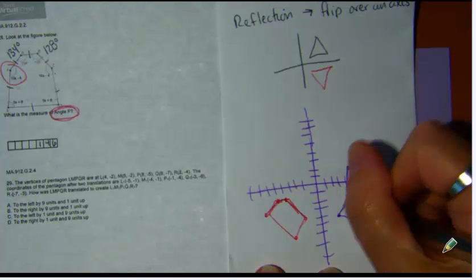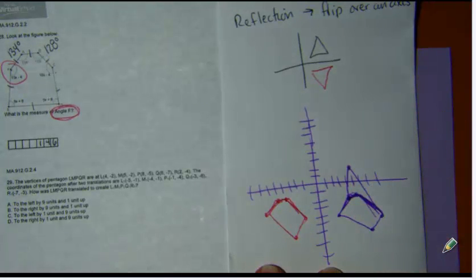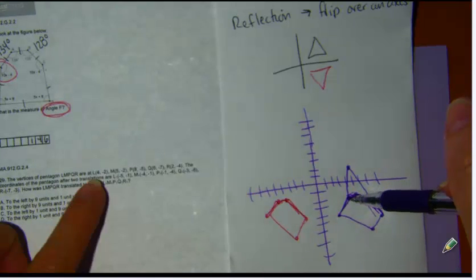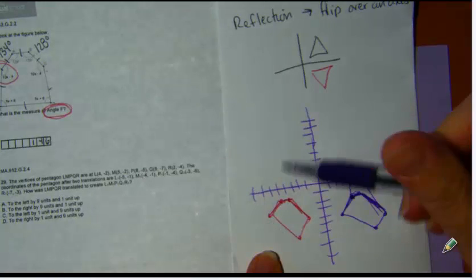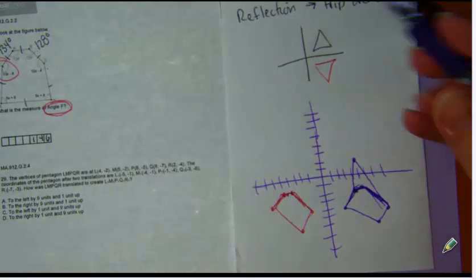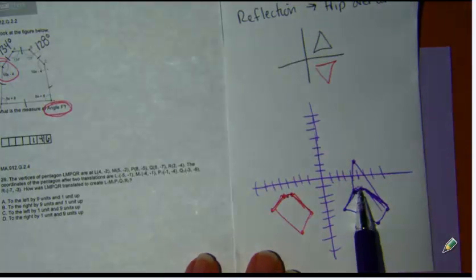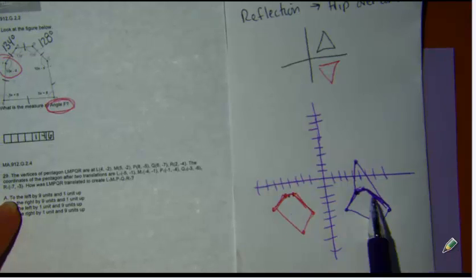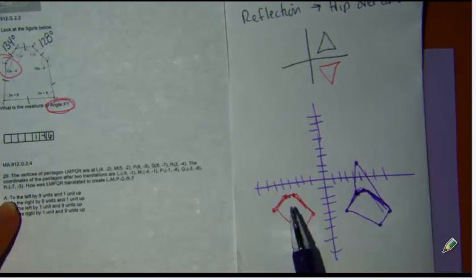It's 9 to the left of 1. Is it A? Well, we didn't move up at all, right? Or, sorry, we did move up 1. We're here at -2, and we're here at -1. So yeah, we moved up 1, and we moved left, right? So we went from here to here, so that's left, and then we went up 1. So left 9, up 1.